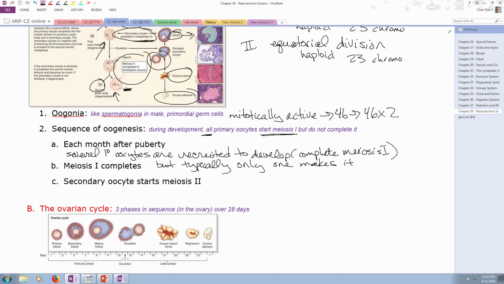So with meiosis 1 completing, remember, when that completes, we get our secondary oocyte plus our first polar body. Now remember, we are in the haploid area.